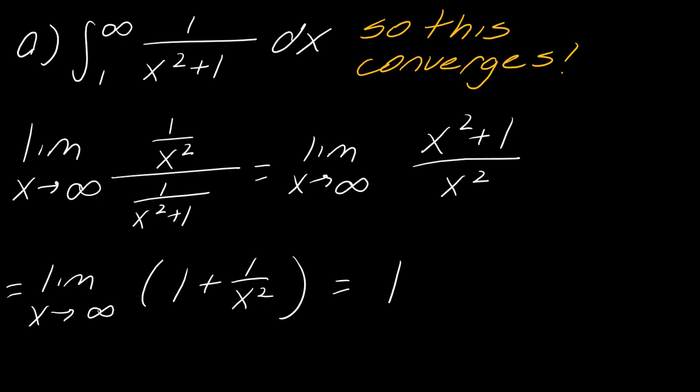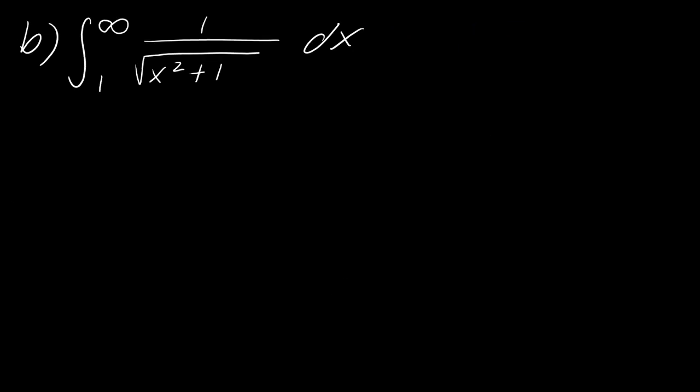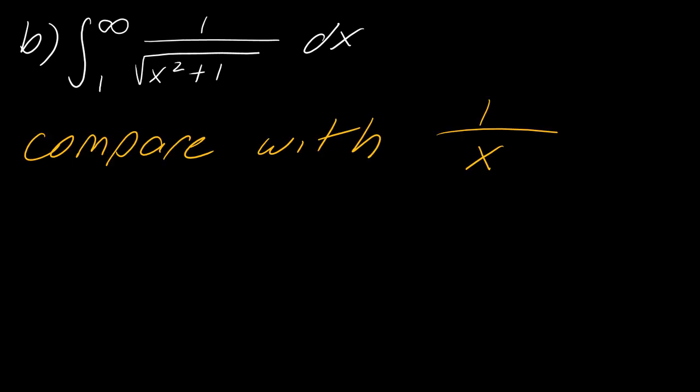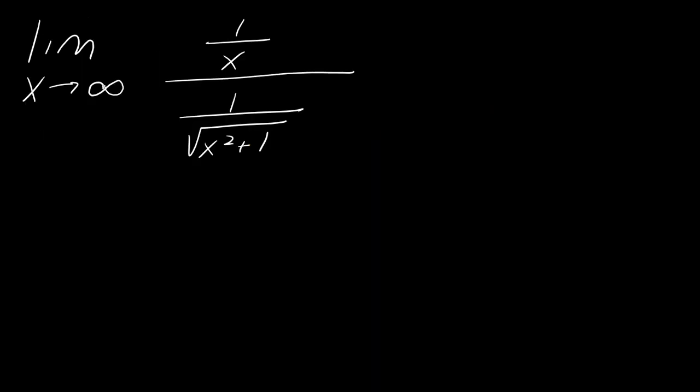Okay, so now let's try a slightly different one. What if I just change this so that I'm taking the square root of x squared plus 1 in the denominator? So once again, I am just going to compare. Since I've got the square root of x squared as my dominating term, I'm going to compare with 1 over x. And as we know, 1 over x diverges. So let's run this test.